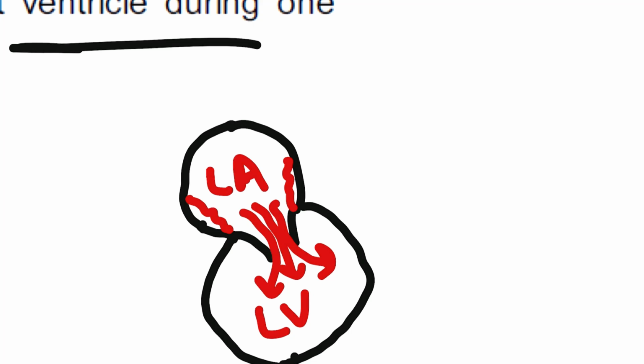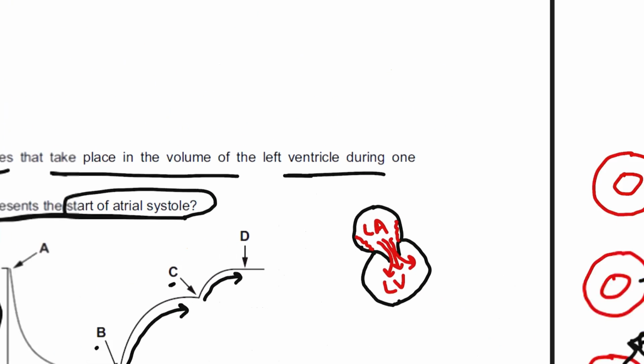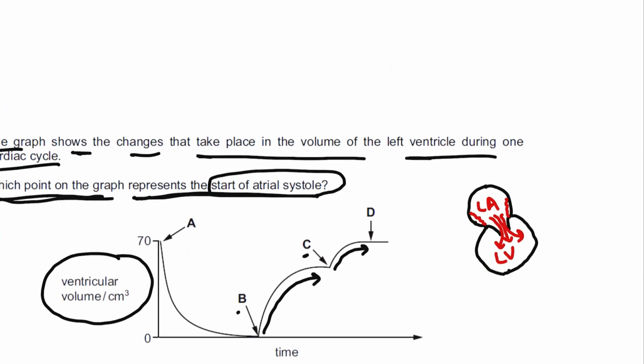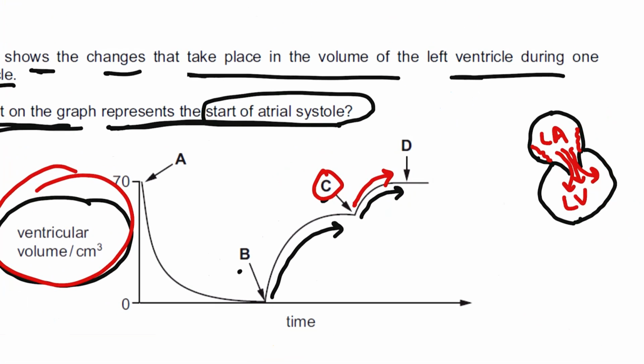Right? The reason for pushing is to eliminate the remaining blood. Always remember this point. So the answer should be C, because just right after C there is only a mild increase in the ventricular volume. At B there is a major increase. After B there is a major increase in the ventricular volume.